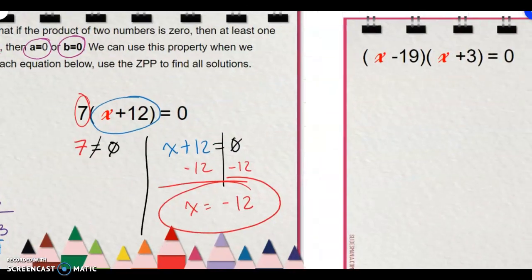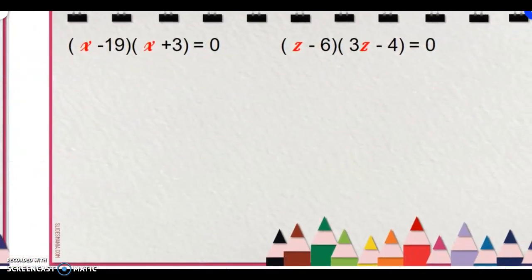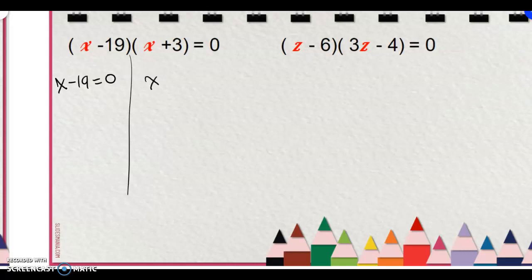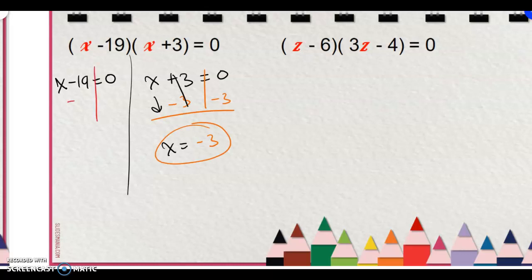Let's try two more examples here. Now this one's a little bit easier to see. I can actually split this up. I have x minus 19 equals 0, and I have x plus 3 equals 0. If I solve for both of these equations, my two options for x are x equals negative 3, or x equals positive 19. So I have a negative 3 and a positive 19 for those options.